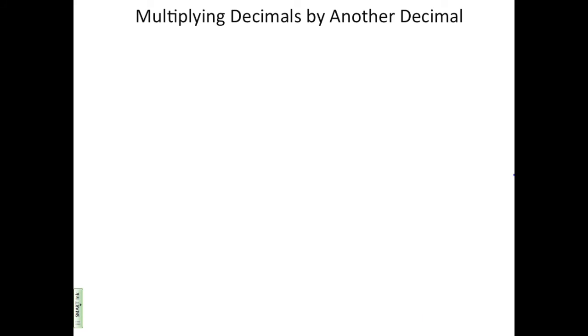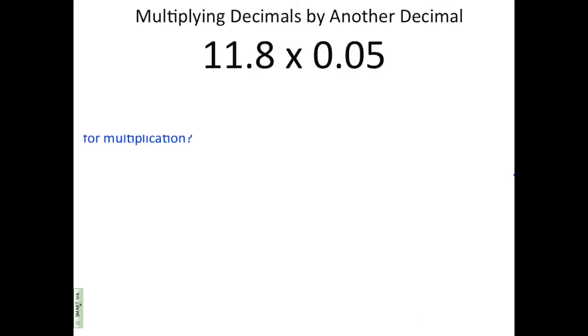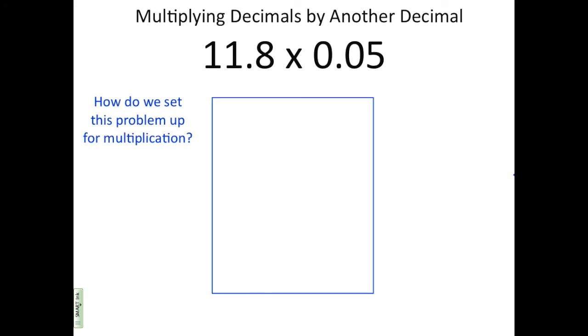We're going to practice one more problem together. 11 and 8 tenths times 5 hundredths. How do we set this problem up for multiplication? Well, I'm going to start by putting 11 and 8 tenths up top, and I'm going to put 5 hundredths on the bottom.